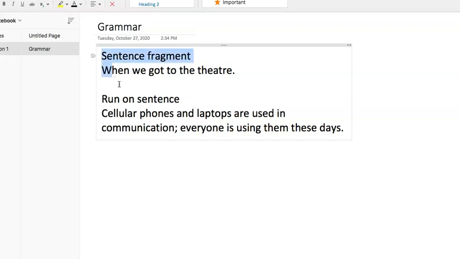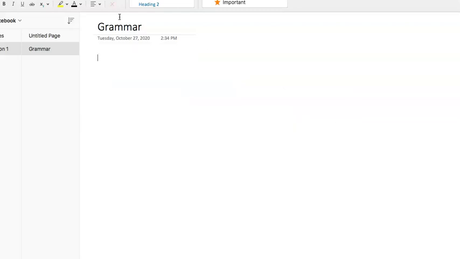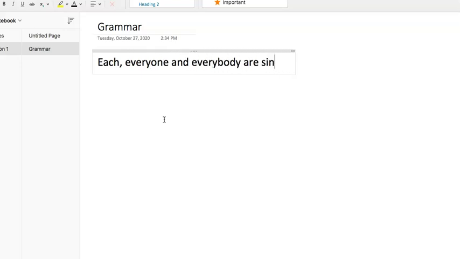Okay, let's get rid of these guys. So a few other specific ones that are worth going over here. Each, everyone, and everybody are singular, right? That might be surprising, right? So if in a sentence you see the word everyone, it seems plural at first glance, right? Because it's talking about more than one person, right? But it's actually a singular term.